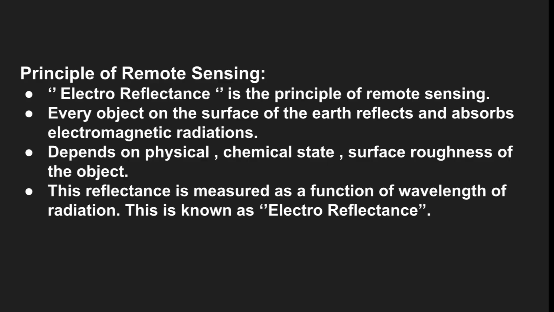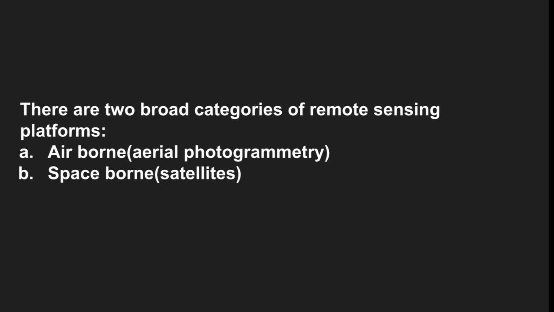Now let us discuss the principle of remote sensing. Electroreflectance is the principle of remote sensing. Every object on the surface of Earth reflects and absorbs electromagnetic radiations, depending on its physical and chemical state and surface roughness. This reflectance is measured as a function of wavelength of radiation. This is known as electroreflectance. This can be measured as a ratio of emitted radiation to absorbed radiation. This is nothing but electroreflectance.